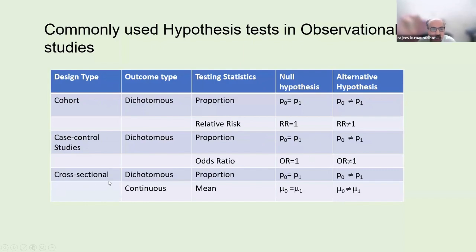In a cross-sectional design, with dichotomous outcome, you take the proportion, and the same proportion formula is there. If you are going for continuous, that is the mean, you are comparing the mean of one group to another group. The null hypothesis is the population mean is mu1, and in the alternative hypothesis, it is not equal to mu1. So that is the outcome: what is the testing statistic, and the relevant null hypothesis and alternative hypothesis, according to the study design.